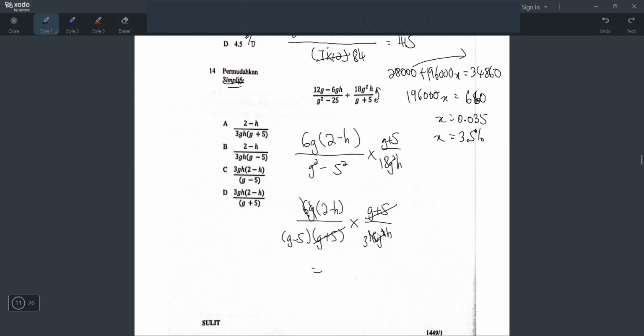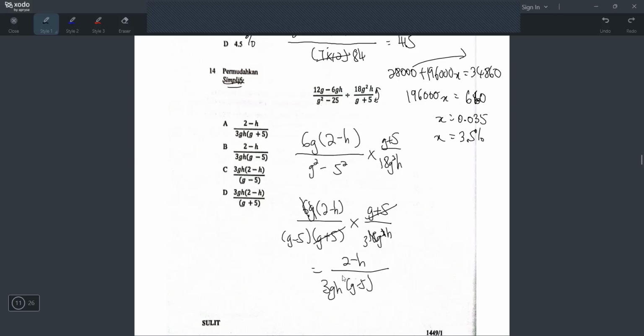Right? But you don't potong the H with inside here. You cannot potong this one because you can only potong with the one in front, okay? Because you can only potong when it's a times relation. You see 6G and the 2 minus H is times relation. That's why you can potong. But the H inside the bracket, you cannot potong. Okay. So what you left with just atas, you just left with 2 minus H. Bawah, you just left with G minus 5. And then there's still 3GH. And then the 3GH, you can write belakang or you want to write depan also can. Okay. It's a times relation.